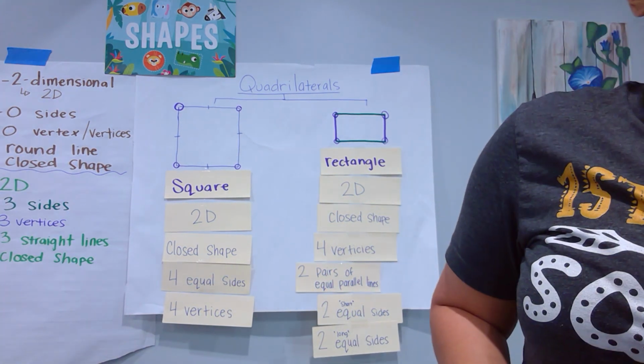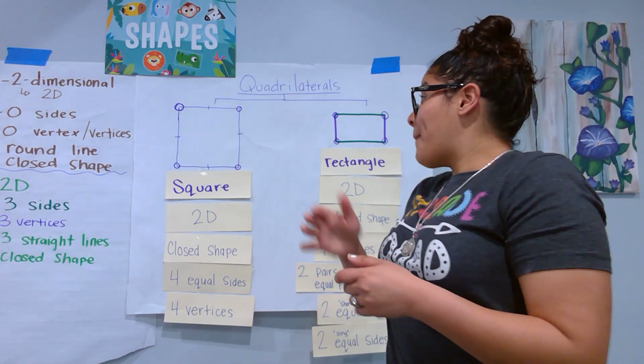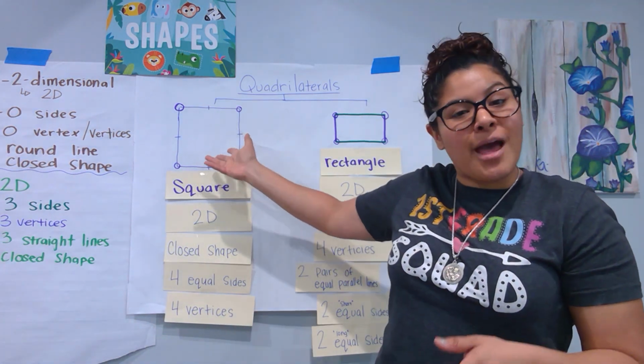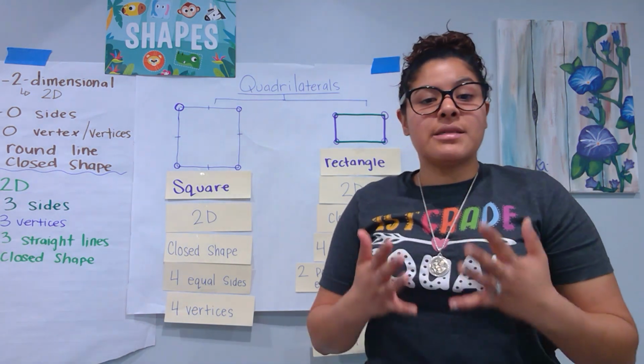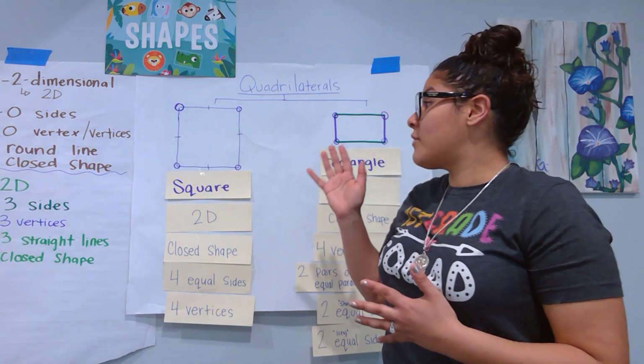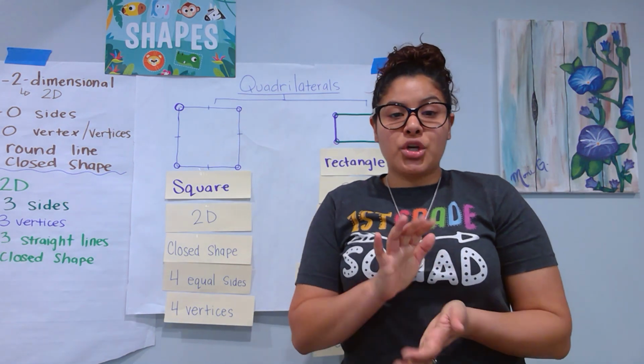For a square, I used a napkin and I traced a napkin. So if you look around the house, it is filled with things in the shape of a rectangle and in the shape of a square. You just have to be good detectives.